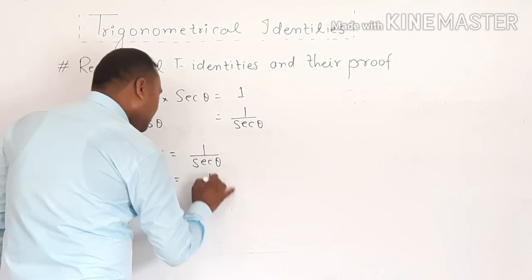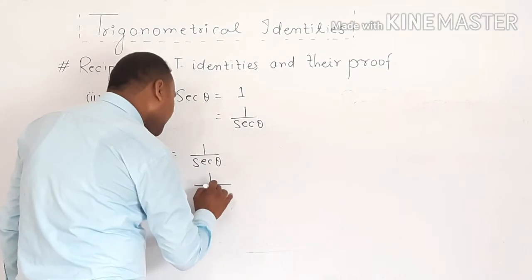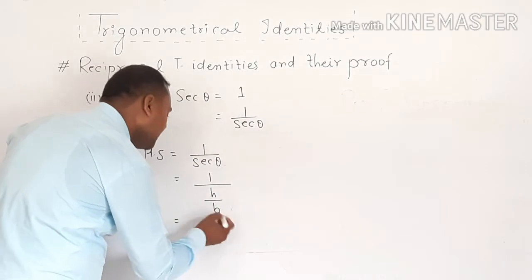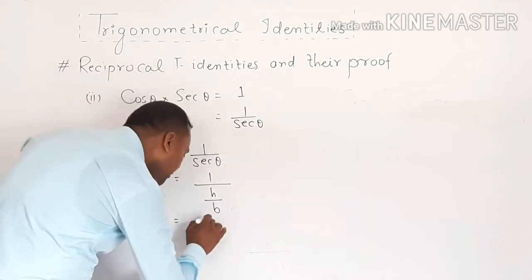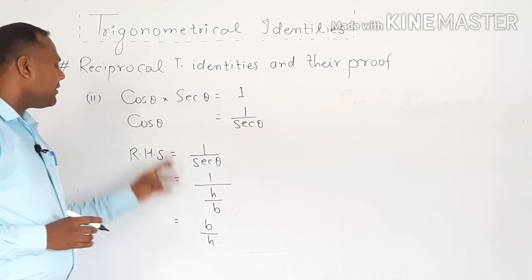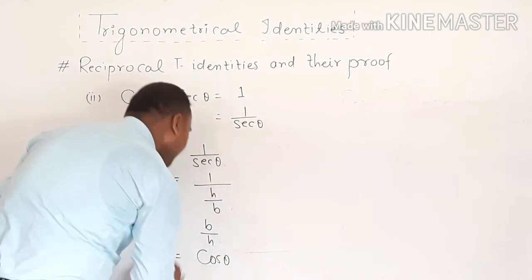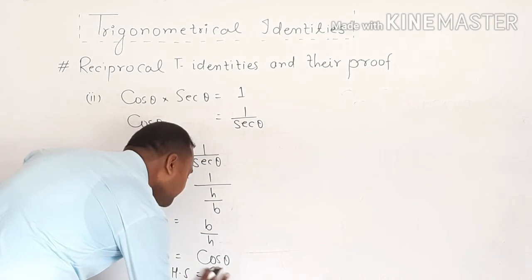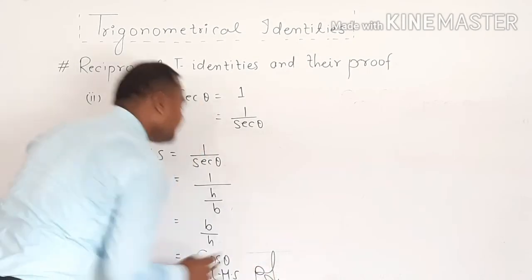Hence 1 upon sec of theta means 1 upon h upon b. That means this turns into the numerator part and this will be the denominator, that means b upon h. What is the value of b upon h? That means this is the value of cos theta. Hence we can say that this is cos of theta. Hence RHS will be equal to LHS, hence proved.